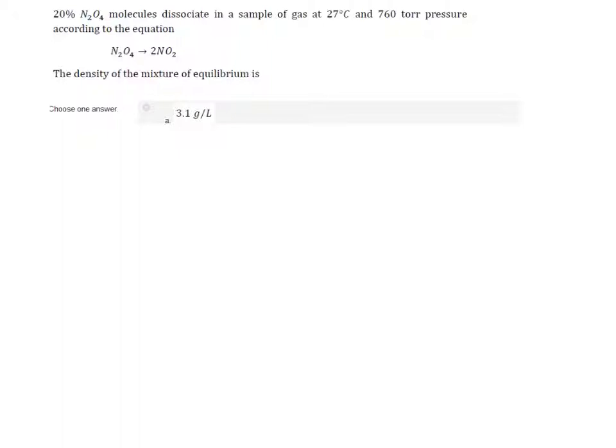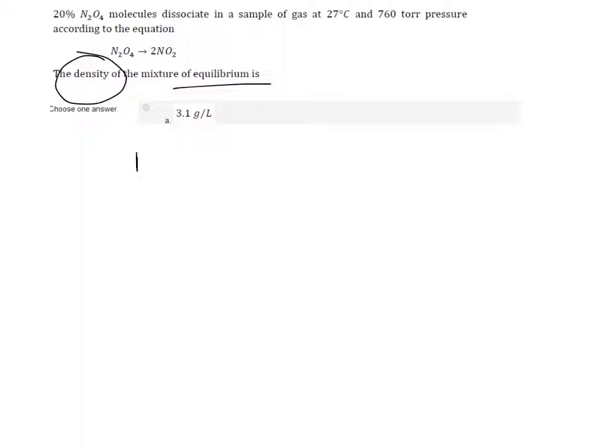So the terms that appear to be confusing: one is this term equilibrium. What does this mean? The second idea that appears to be confusing is, how does the density change at all, right? To understand that, let's look at what's happening.